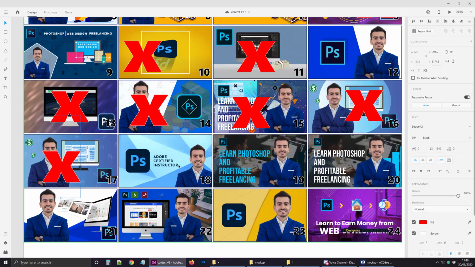This is actually pretty good. This is actually pretty nice. Though, Adobe Certified Instructor. Okay, I'm not sure. I'm not sure if that's a selling point. I'm not sure how many people actually react to that. But the actual composition is pretty nice. The blues are actually quite great, because my blazer is blue. The Photoshop has different blues.